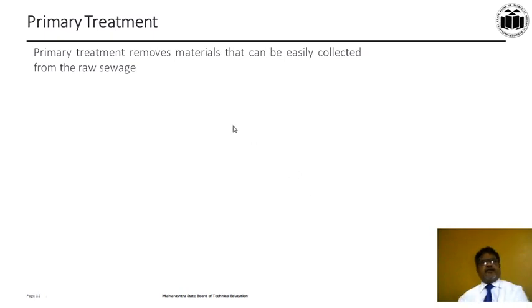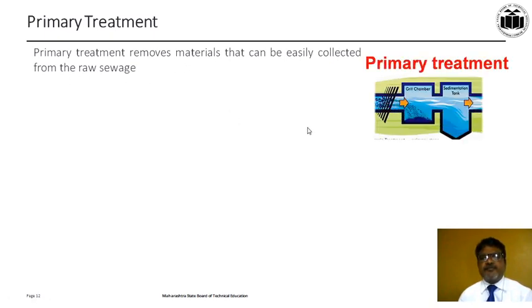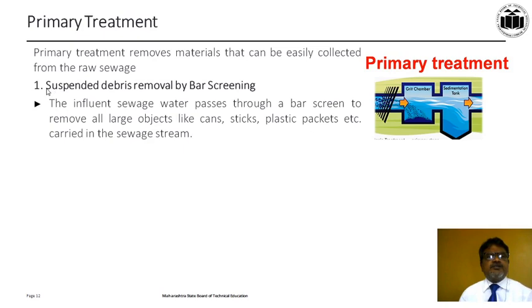Primary treatment removes material that can be easily collected from raw sewage. So see here, three units are there: screening, grit chamber and sedimentation tank. So these three units come under the primary treatment. First, suspended debris removal by bar screening. With the help of screening, the large size particles or floating matters which are present in sewage can be removed.